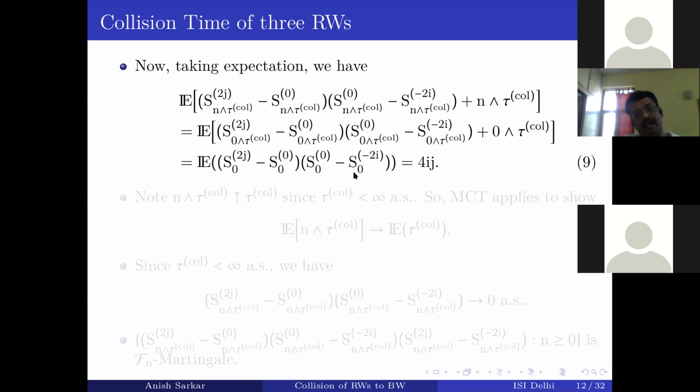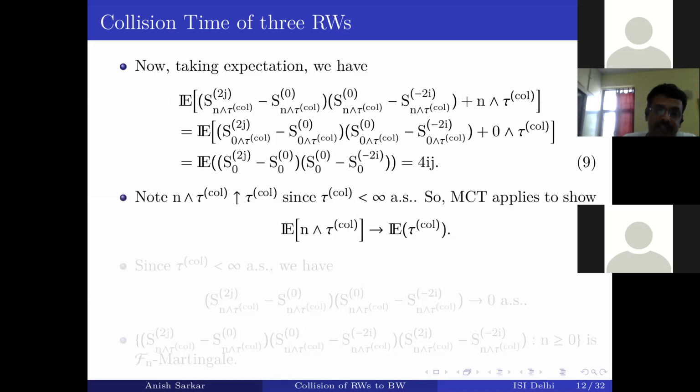And what is this? I can write this down. This is 2j, this is 0. This is 0, and this is minus 2i. So the product becomes 4i times j. So this expectation is 4i times j. Next, let us look at this. I have two expectations: the expectation of this term and the expectation of this. Let us look at the second one, which is easy. Now let us look at this random variable. By the way, the tau collision is always finite, because we know the coalescing time is finite, right?